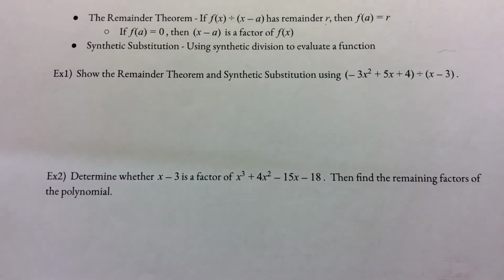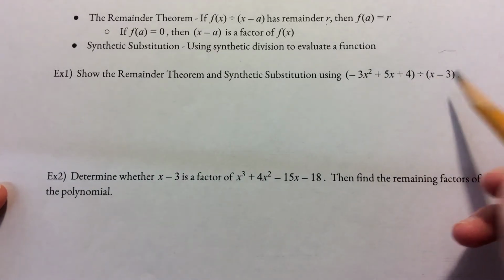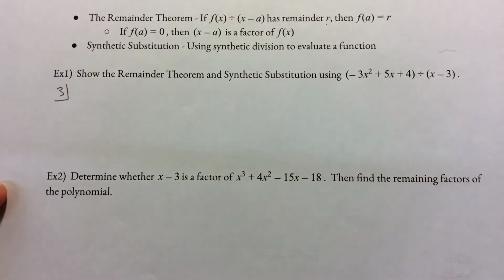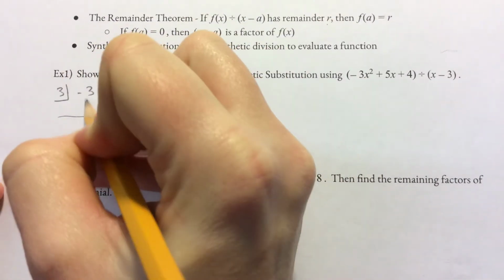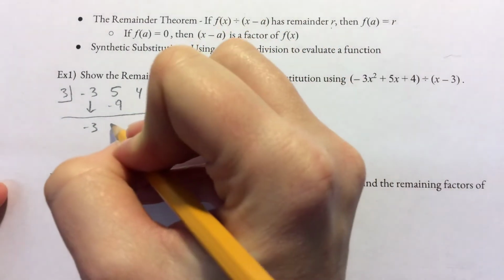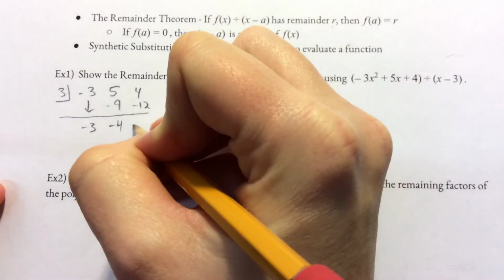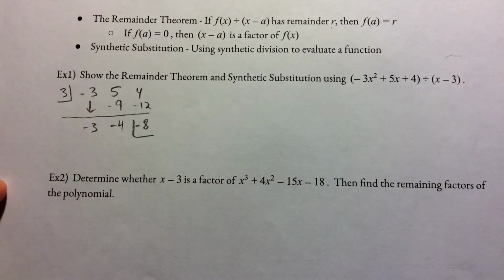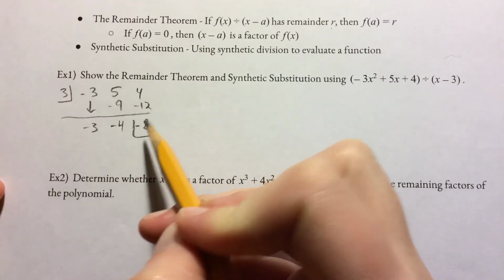So the remainder theorem is going to be if I actually did the synthetic division here. I would put my 3 in the little box, just like we've been practicing. Coefficients would line up here. You would bring this down, multiply, and then add, and then multiply, and add. Okay, so this tells me that I have a -8 remainder.